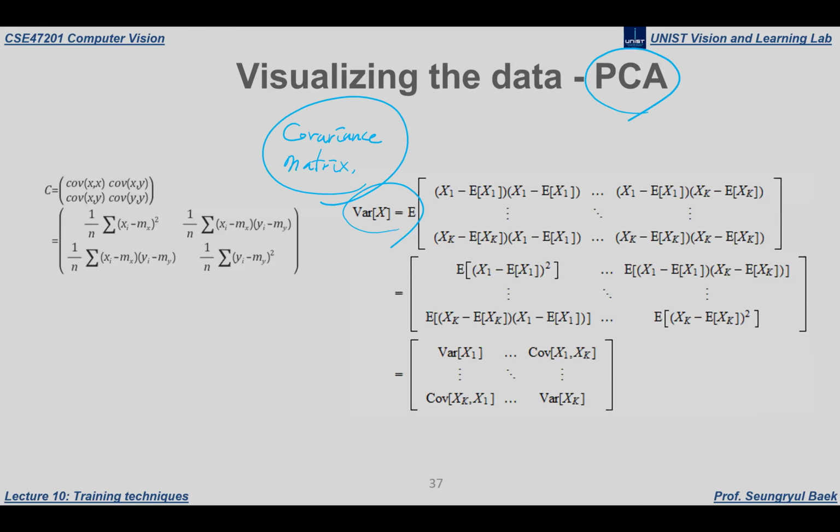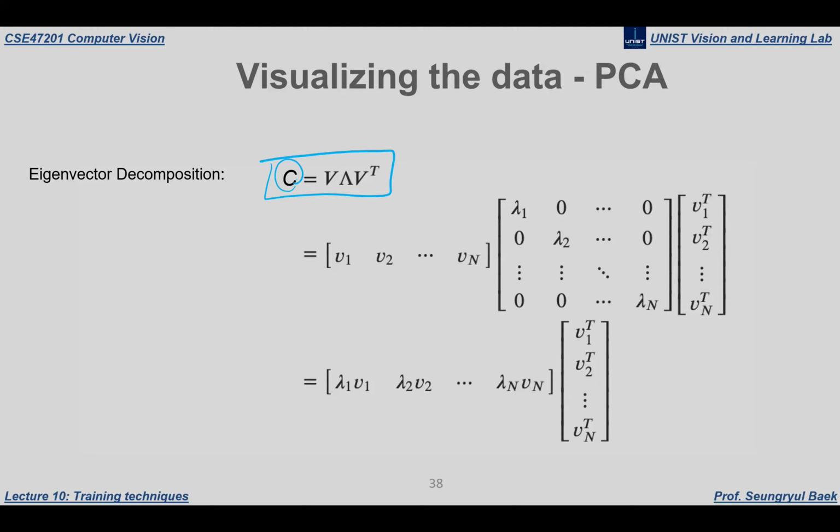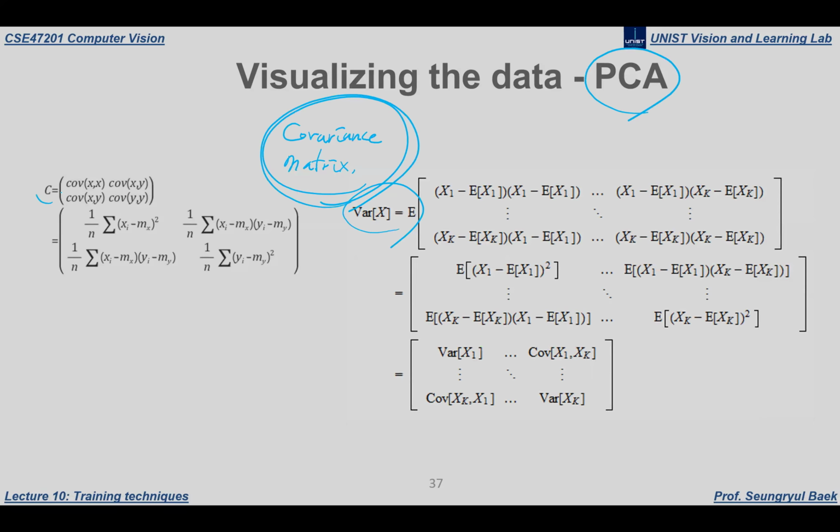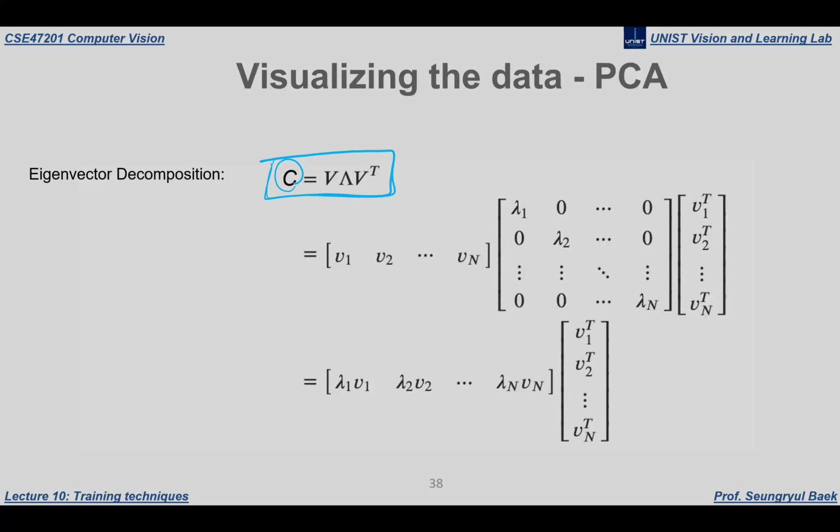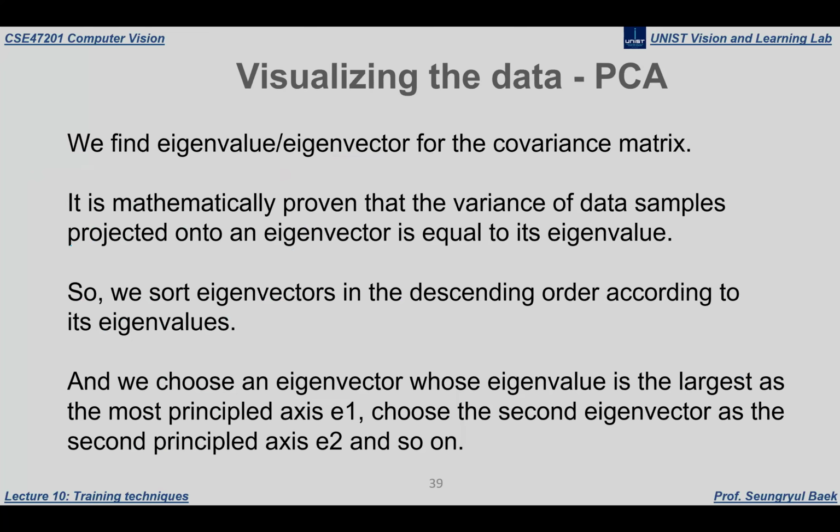I mean, you apply this, where C is the covariance matrix, having this type of term. Then you may have to apply this type of eigenvector decomposition, and then find the eigenvector and eigenvalue for this covariance matrix, okay?